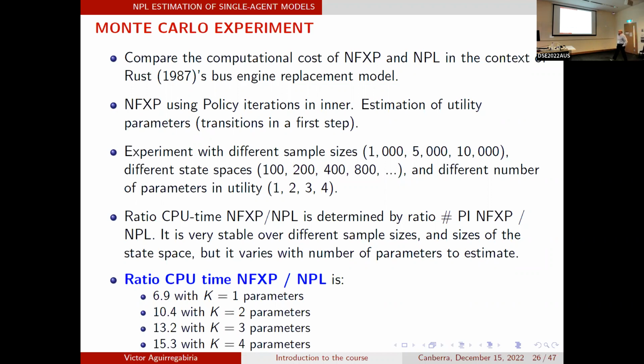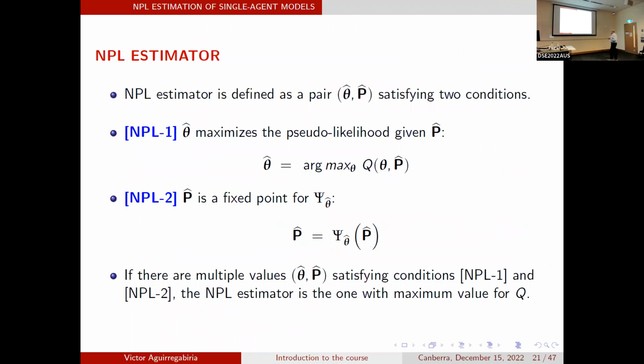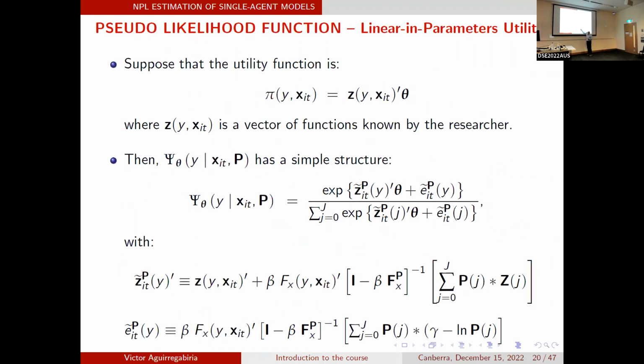Then basically, even for relatively small state spaces with 100 or 200, the ratio between the CPU time, the computational time, of the NPL and the nested fixed point is basically exactly the same as the number of times that we need to make an evaluation of the policy iteration of the estimator with respect to P. Basically, how many times we need to invert this matrix.